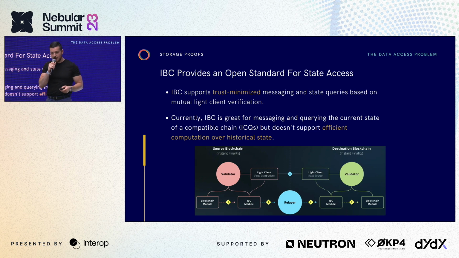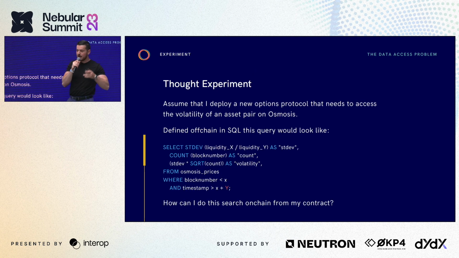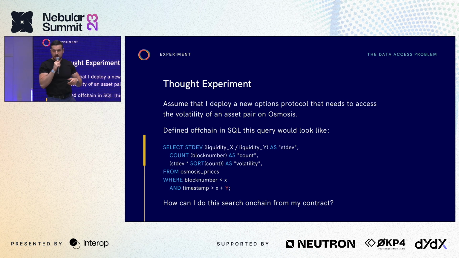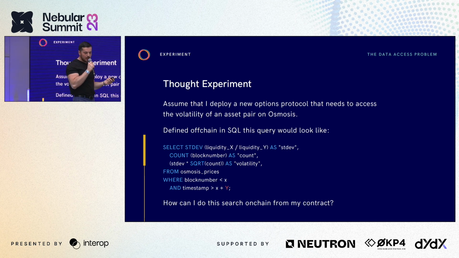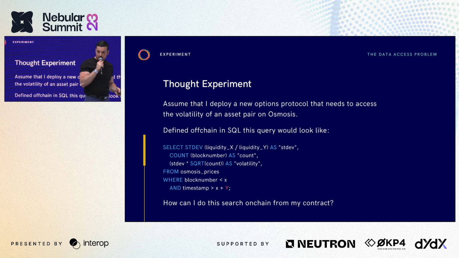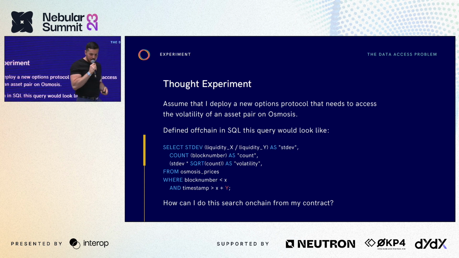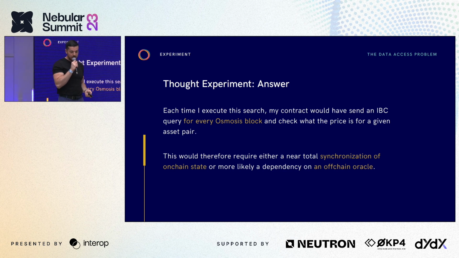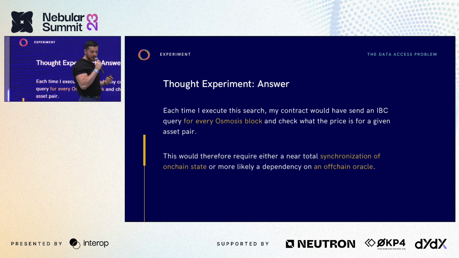For example, if I'm deploying a new chain and I want to compute the volatility of an asset pair in Osmosis, it's an options protocol, and so I want to do Black-Scholes, so I need volatility. Well, how do I do that? How would I use IBC to be able to compute the volatility of an asset pair for the last 5,000 blocks, 10,000 blocks? The really only way to do that would be to send messages back and forth from every single block between two chains, or query every single block between two chains to try to figure out and derive the correct data.